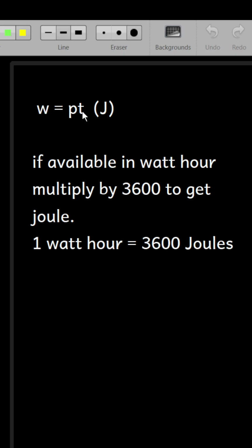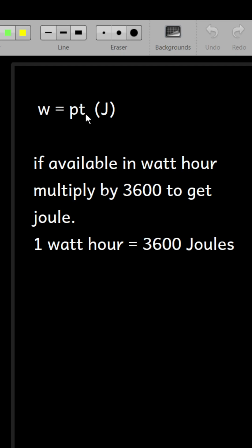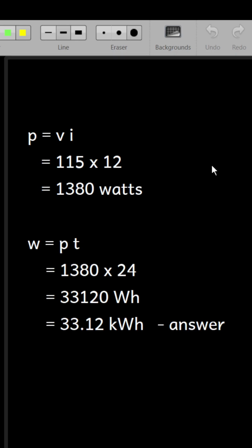Energy is equal to power into time. Here, the time period given is 24 hours. So you can calculate it as P into time period in joules. But if the time is available in hours, because it is 24 hours, then the energy comes as watt hours. If you want to convert this watt hour into joules, then you have to multiply it by 3600. 1 watt hour is equal to 3600 joules. That means we are converting the hours into seconds. That's it. So now we go for this calculation.